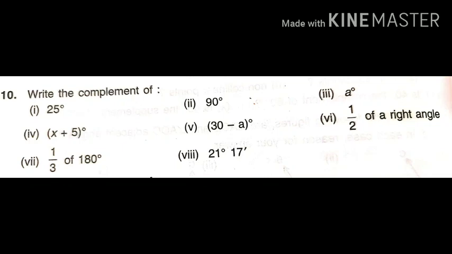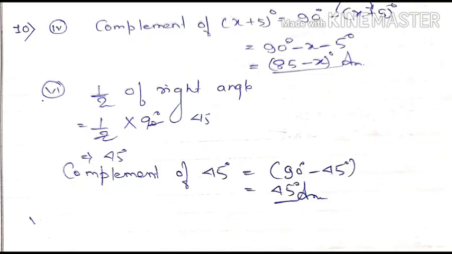Okay, so question number 10.1 solution I have done for you. See solution. Complement of x plus 5, total degree is x plus 5 degree. So we will subtract with 90. All the question you have to subtract with 90 in question number 10 in simple language. So 90 minus x, so minus plus minus, so minus 5. So 90 minus 5, 85 minus x degree is our answer.